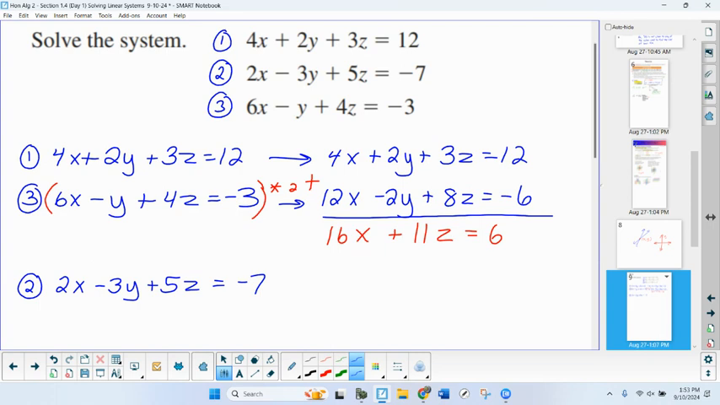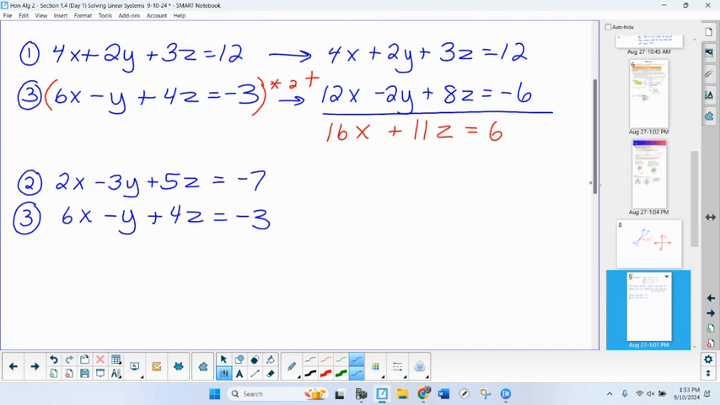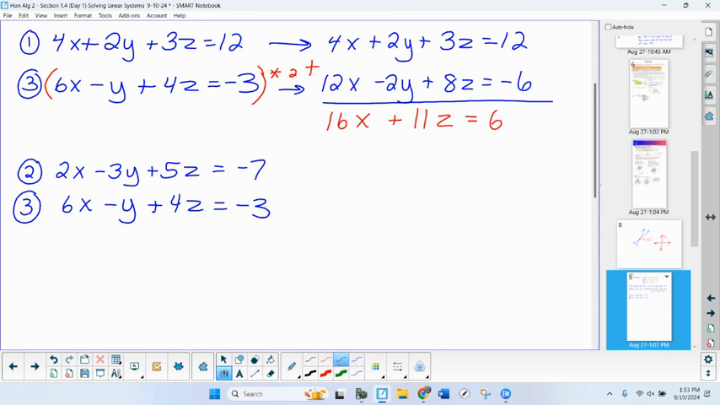Keeping in mind, again, we want to eliminate y. Well, I would probably want to do 2 and 3. 2 and 3. I would absolutely do 2 and 3. So once again, I'm going to write this down. Now, we want to eliminate y. What's the opposite of negative 3y? Positive 3y. So what are you going to multiply that bottom equation by? Negative 3.